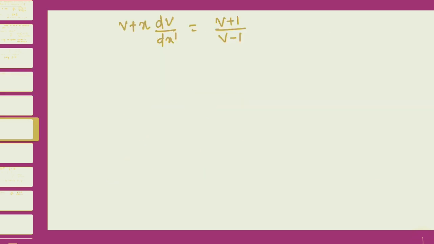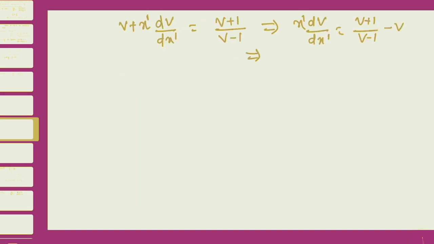Okay, so after solving this, I will get x dv/dx + v + 1 - v - 1 = -v. So this is basically variables separable. The terms of v are on one side and the terms of x' are on one side. Okay, so this is x'.